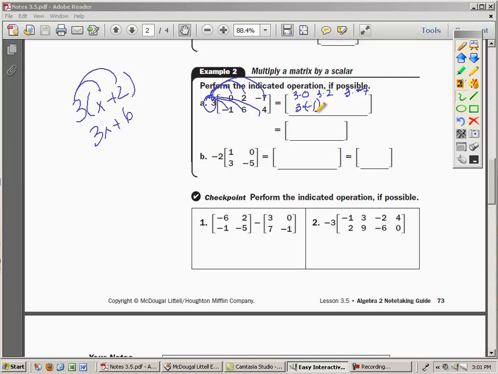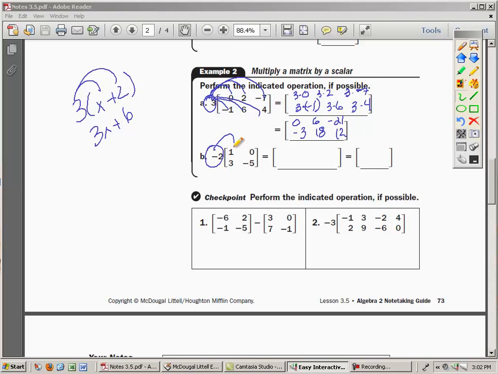3 times 6, and 3 times 4. So 3 times 0 is 0, 3 times 2 is 6, 3 times negative 7 is negative 21, 3 times negative 1 is negative 3, 3 times 6 is 18, and 3 times 4 is 12. And so that's multiplying by a scalar. In the next example, we're multiplying through by negative 2.